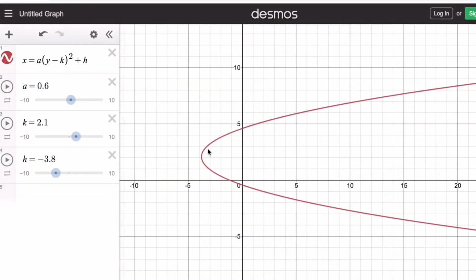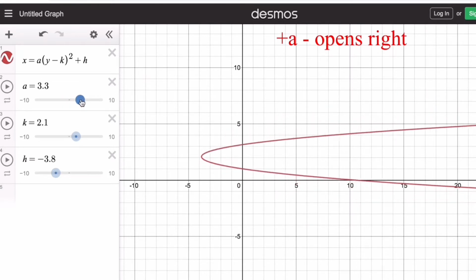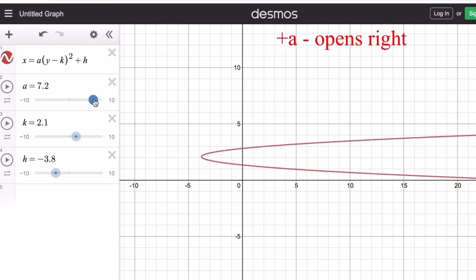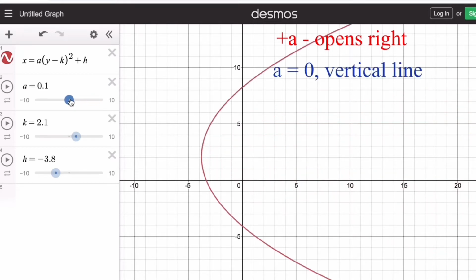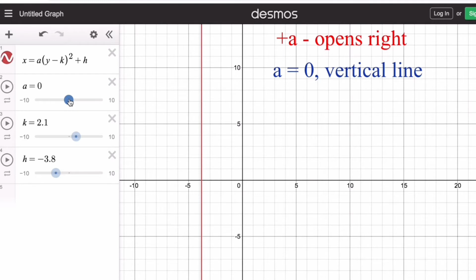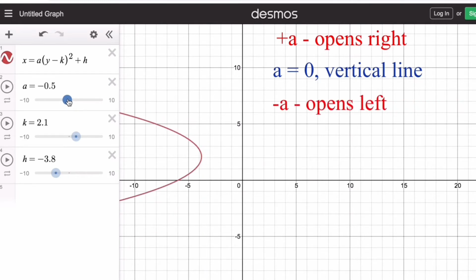So this is the graph of a sideways parabola or sleeping parabola. We remember that if a is positive, the parabola opens to the right. As you can see, this graph opens to the right. Now if a is 0, the graph is a vertical line. On the other hand, if a is negative, the graph opens to the left.